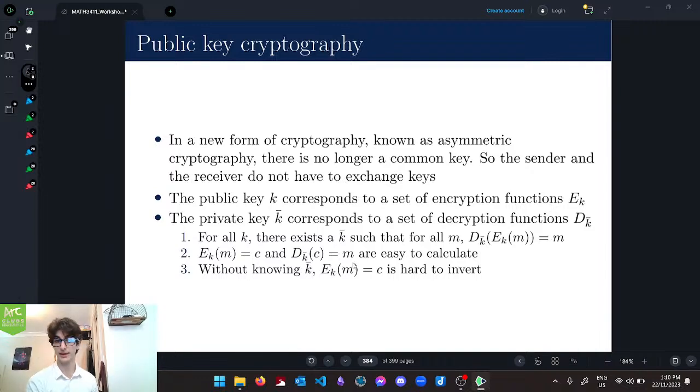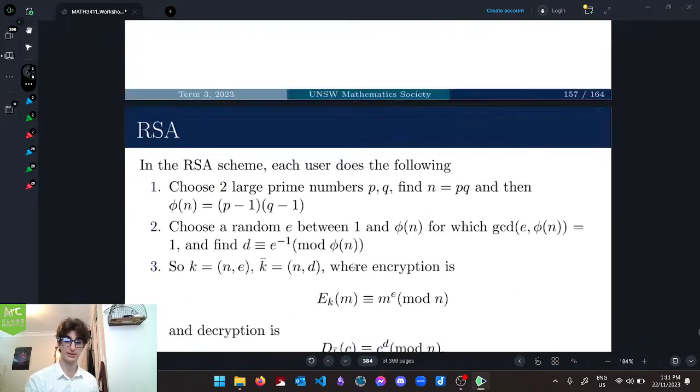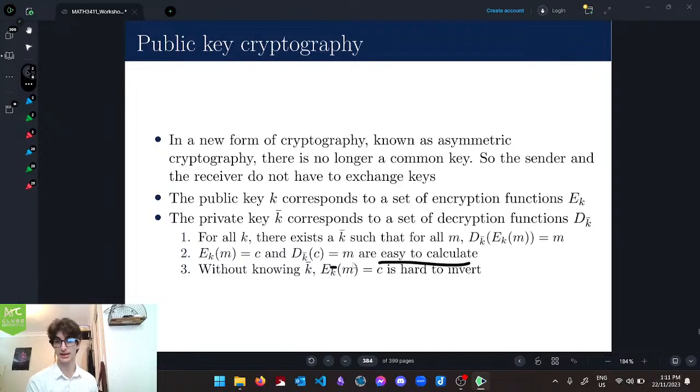E sub k of m is c, and d sub k bar of c equals m are easy to calculate, so you don't need any sort of a supercomputer to do so. Without knowing k bar, E sub k of m equals c is hard to invert. Now that should be E sub k bar. So the entire idea of it is easy to calculate, hard to invert, as is all decryption and encryption.